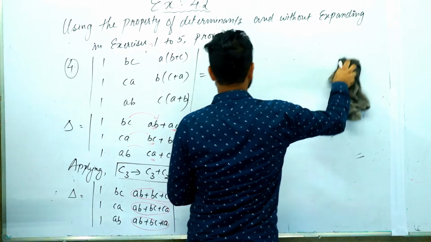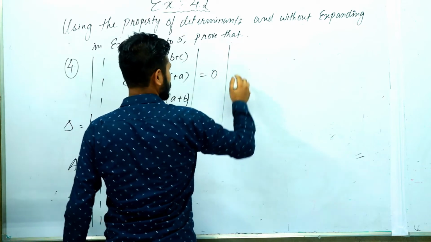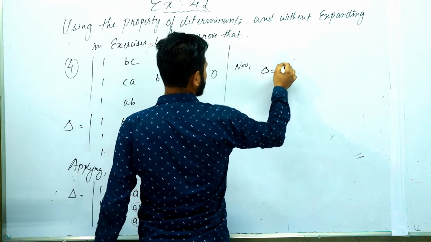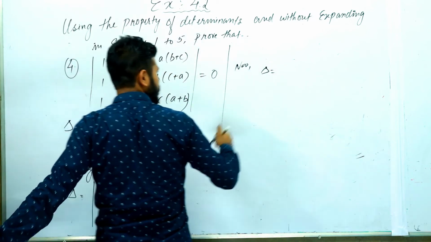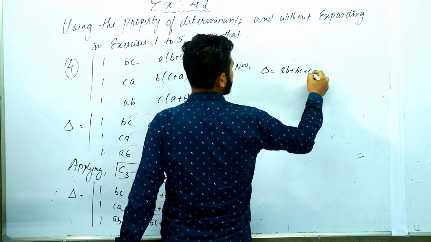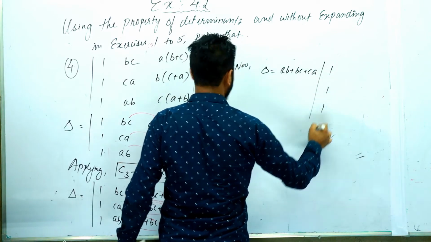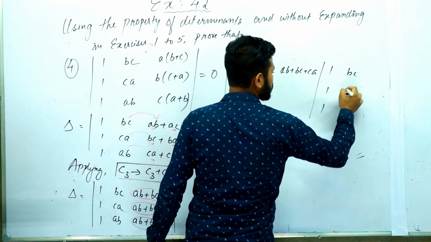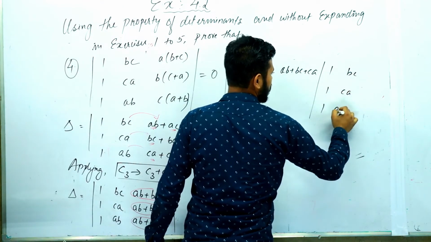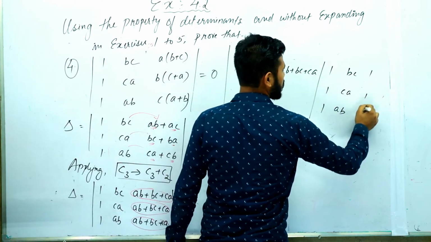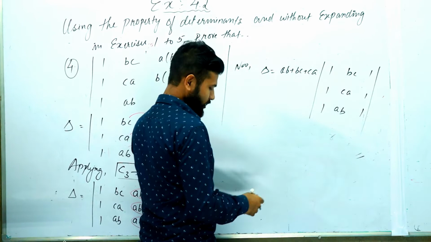Fantastic. So now that delta is equal to, we are bringing outside AB plus BC plus CA. What we got? 1 1 1, BC CA AB, BC CA AB. So if you take whole outside, what is common here? 1 1 1. Wow, such a good result we obtain here.